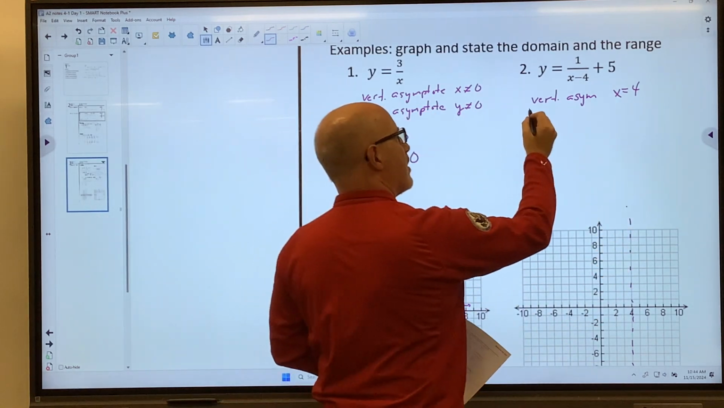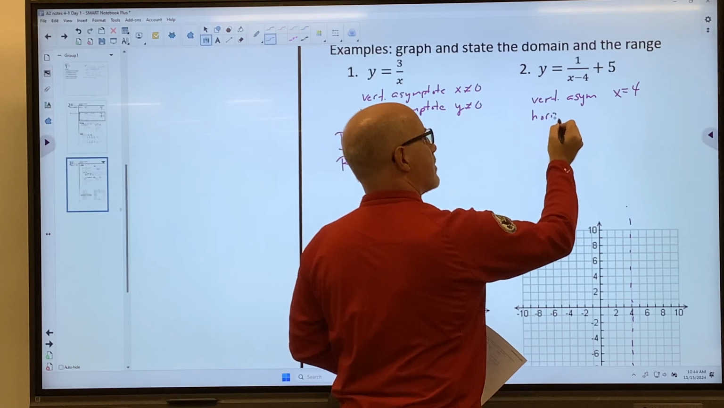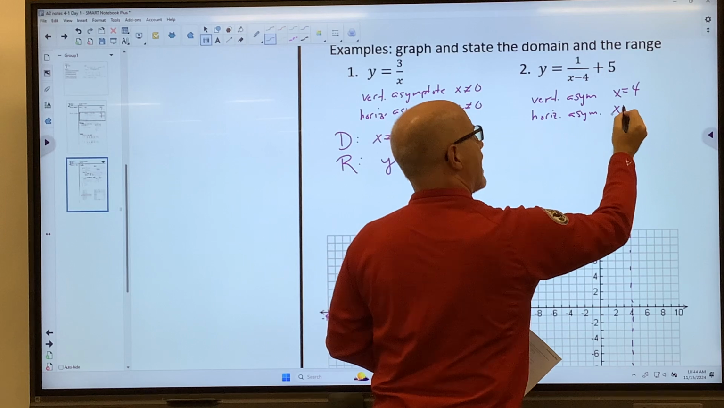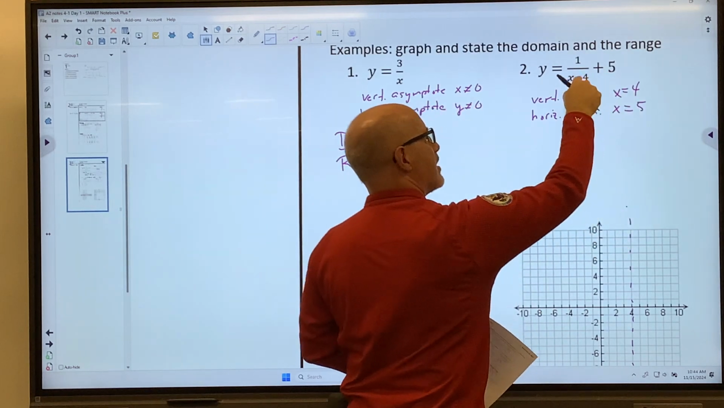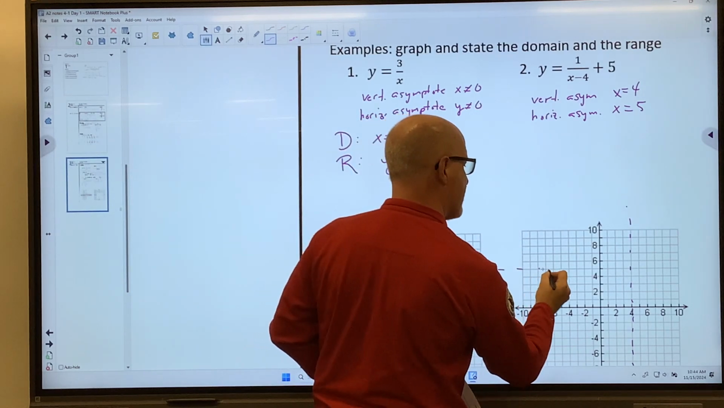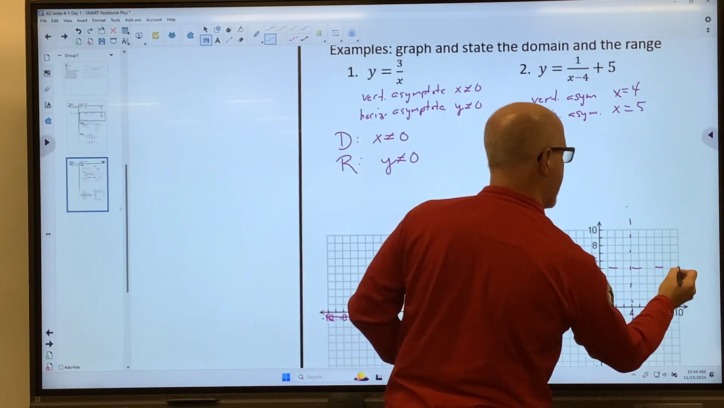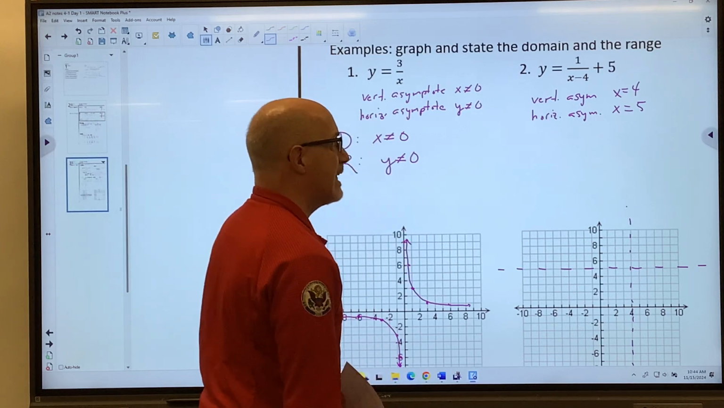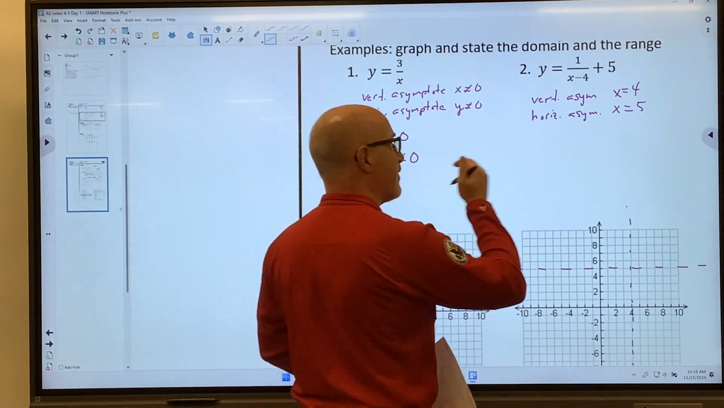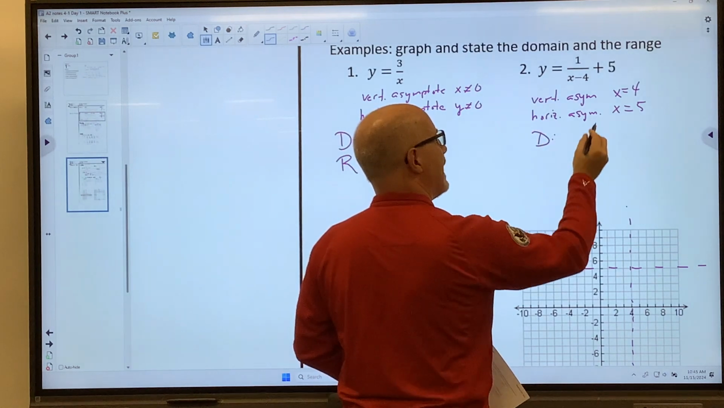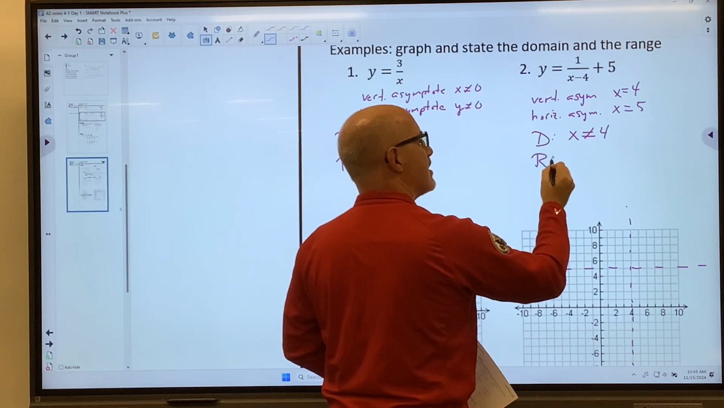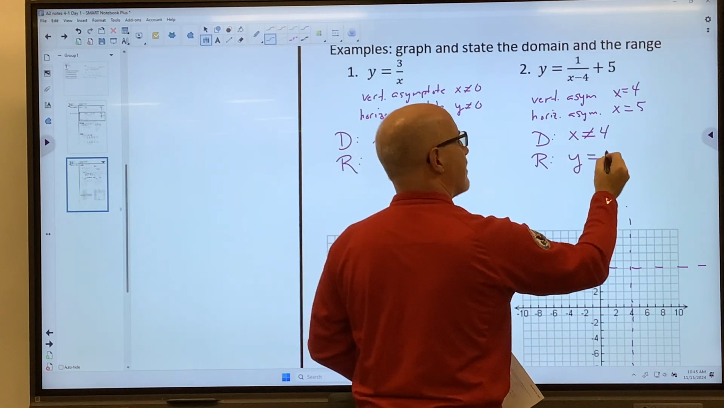Okay, and my horizontal asymptote will be at x equals 5. So notice it's the opposite of the denominator, but it's the same as the numerator. So go up here to 5 and draw an asymptote here. And so that will determine my domain and range. So without even looking at the graph on the graphing calculator, my domain is just going to be x cannot equal 4, and my range is that y cannot equal 5.